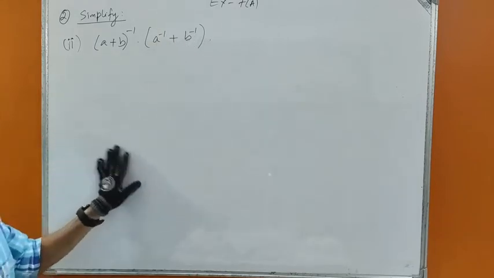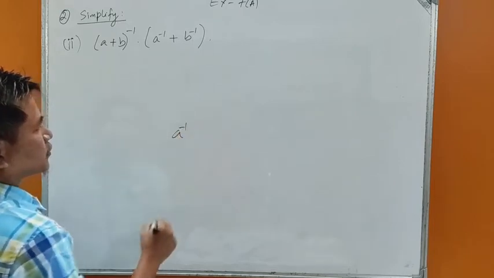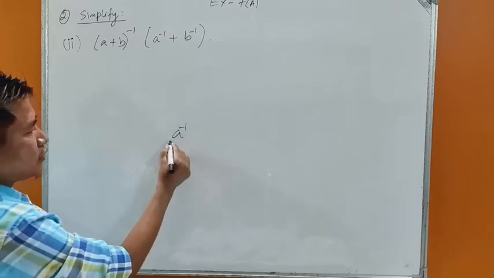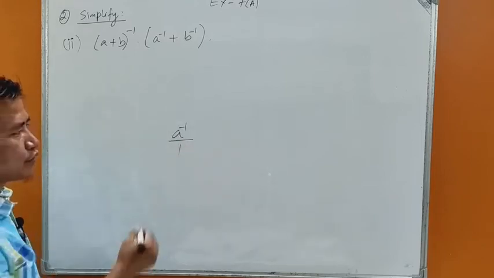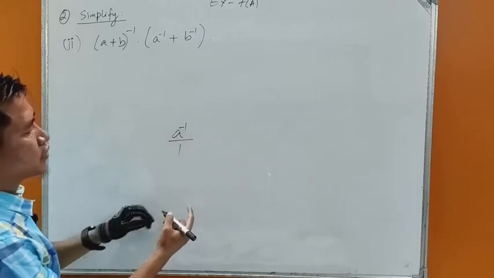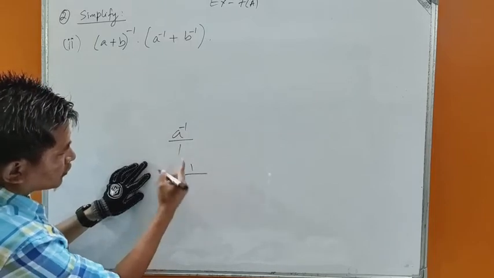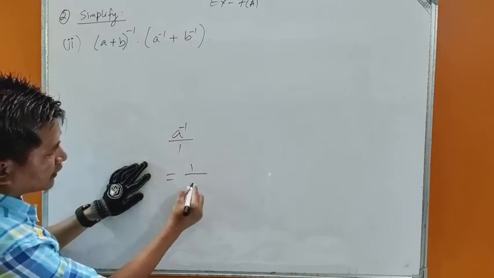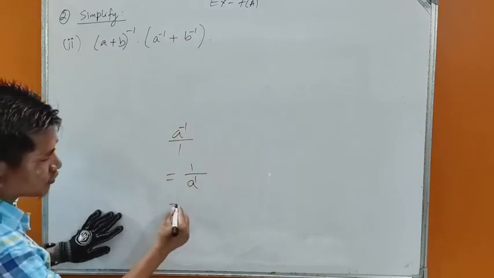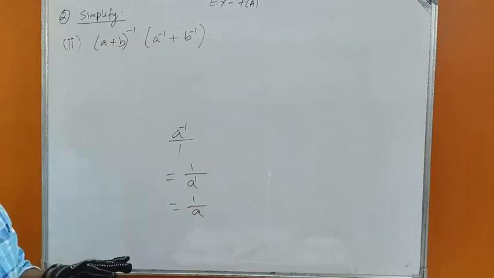So I told you earlier in the rules of indices that if a to the power minus 1 is written like this, the power is negative, isn't it? So there is 1 in the denominator. So if you take this number to the denominator, the sign of the power changes. So this equals 1 upon a to the power plus 1, and a into 1 is a itself. So this is 1 upon a. Are you getting me? Yes.